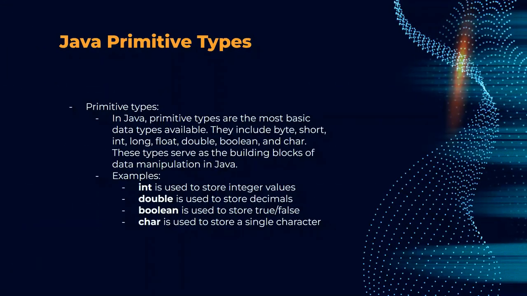So in Java, we have 8 primitive types, and these primitive types include byte, short, int, long, float, double, boolean, and char. These types serve as the building blocks of data manipulation in Java. However, of these primitive types, we'll mainly be focusing on four: int, double, boolean, and char. To give you some brief context about these primitive types, int is used to store integer values, double is used to store decimals, boolean is used to store true or false, and char is used to store a single character.